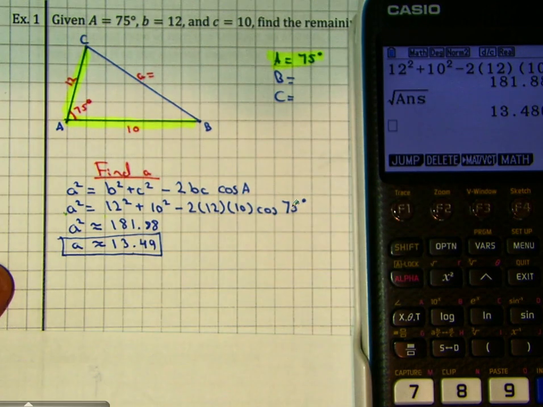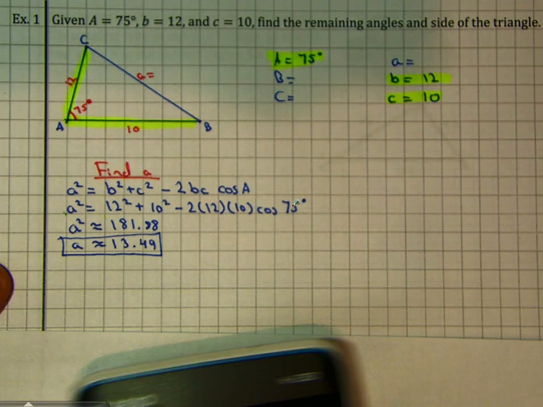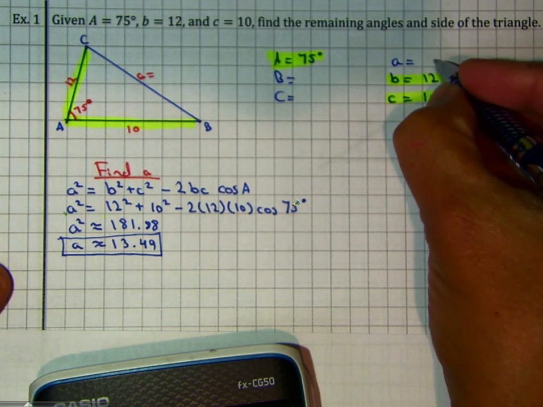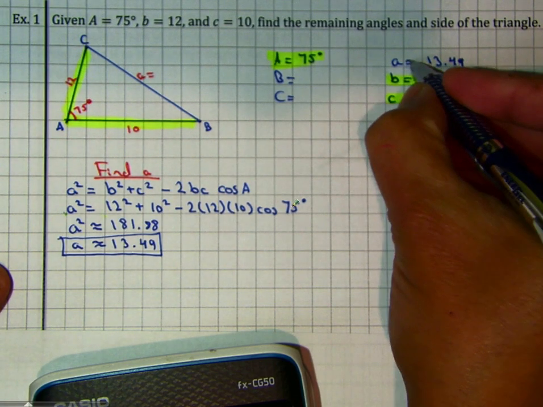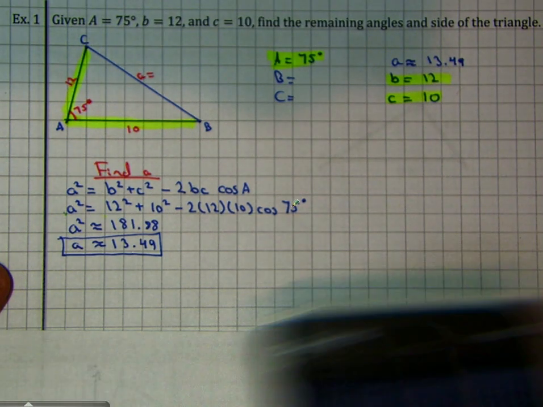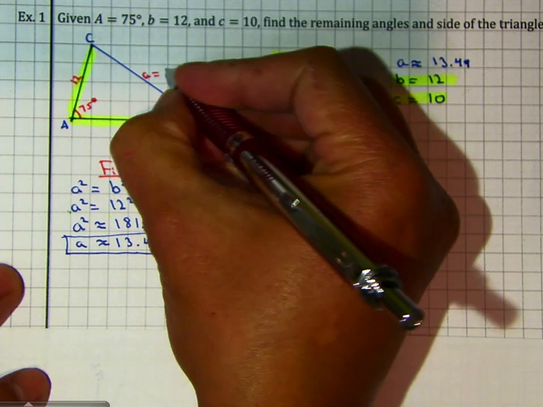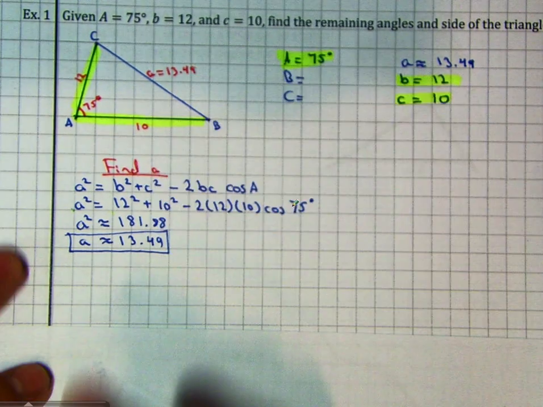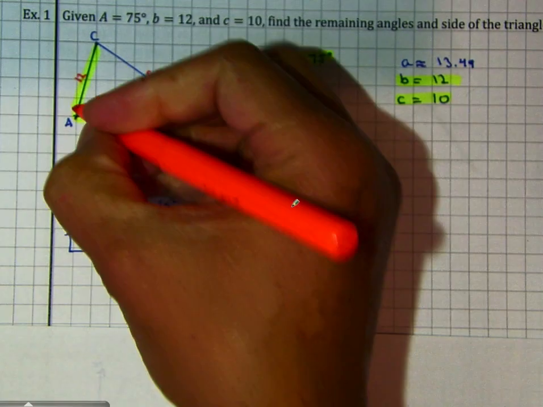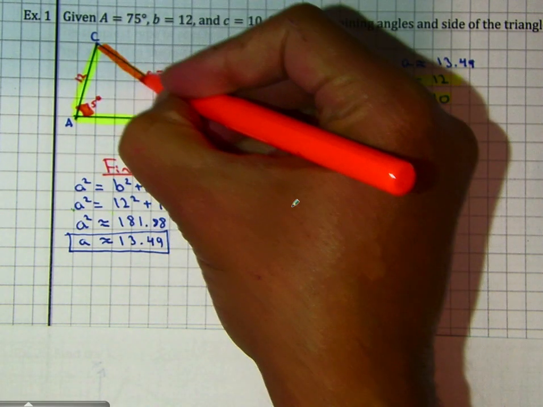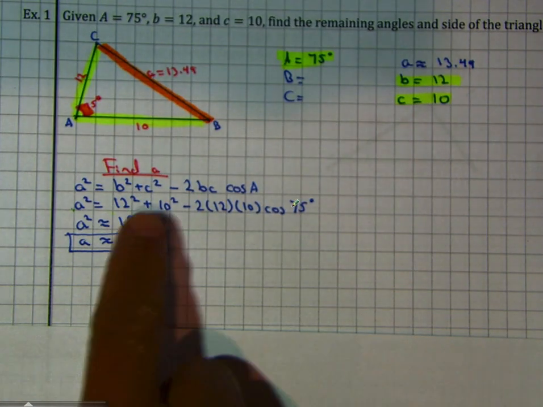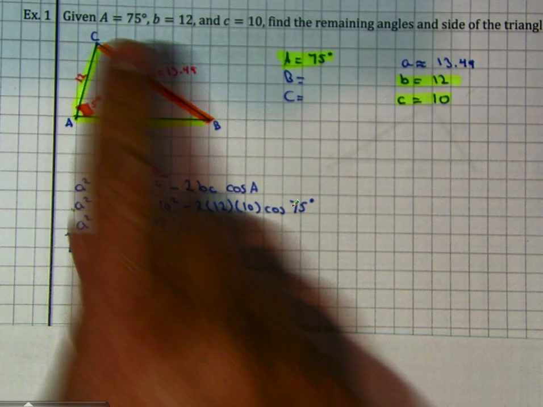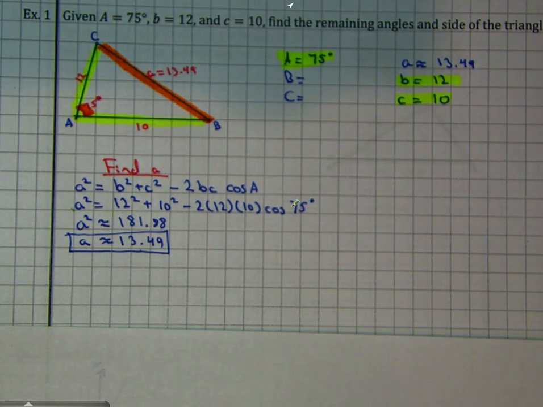So depending on the problem on your homework. So therefore this is 13.49. And that's an approximation. And now, because I know that I have an angle and the opposite side, now I can use the law of sines to find angle B or angle C. So I'm going to find angle B using the law of sines.